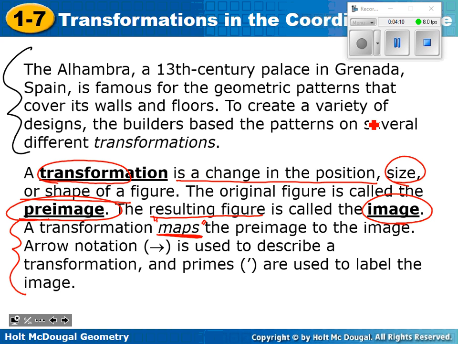They should be the same size. I did a terrible job of drawing them. Pretend they're the same size. But the reflection is mapping one shape onto the other. That's what that means, mapping.